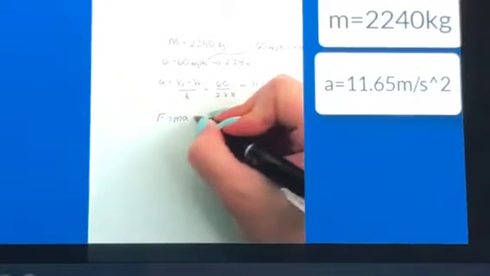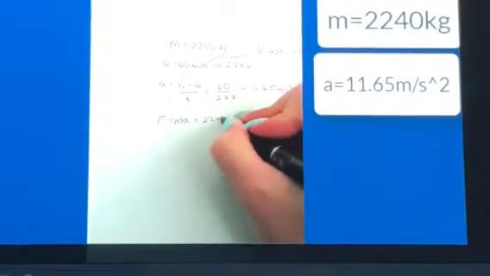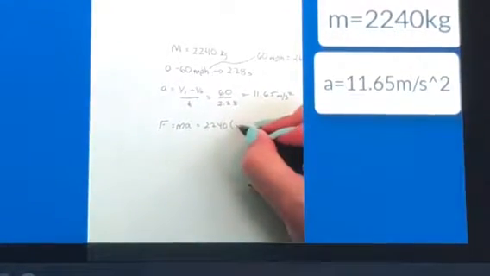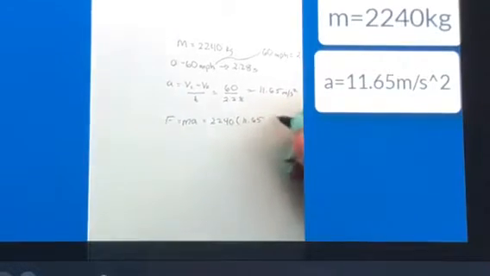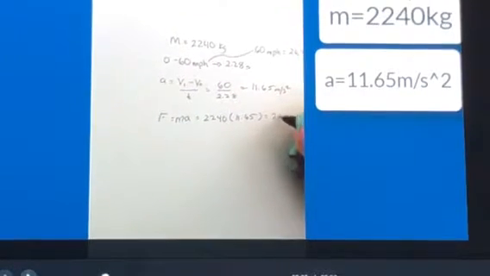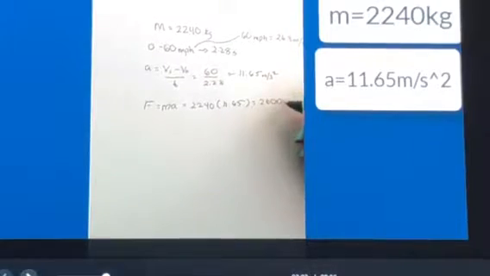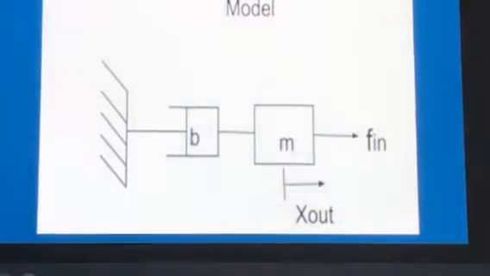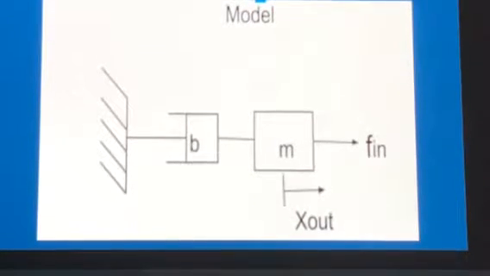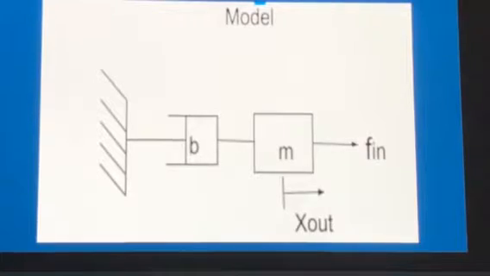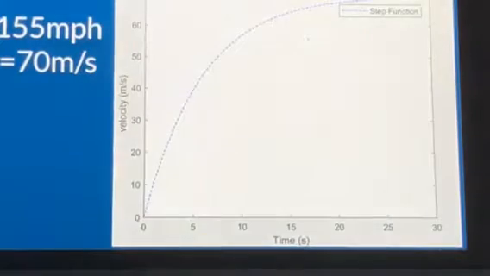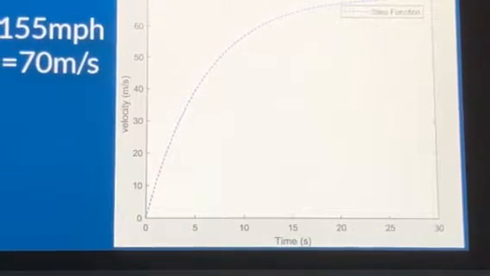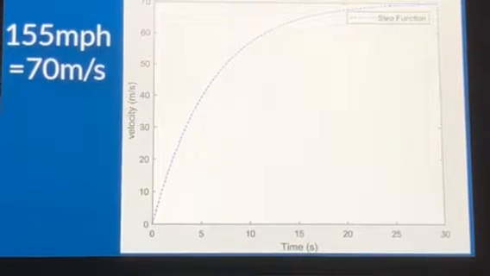We were then able to determine the force the motor would have to output on this car to get this acceleration, and we found that to be about 26,000 newtons. The Tesla can be modeled with a mass, a damper, and a force. The mass and force found in the previous calculations are used in this model. B was determined by plotting velocity and adjusting B until the terminal velocity settled at 155 miles per hour. This is the max speed of the Tesla. The drag that achieved this was 370.